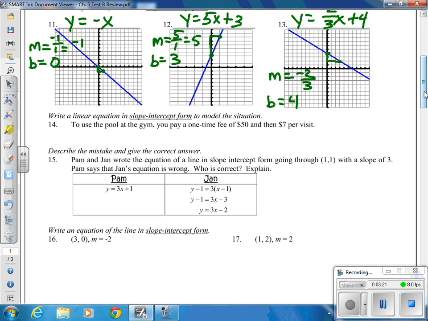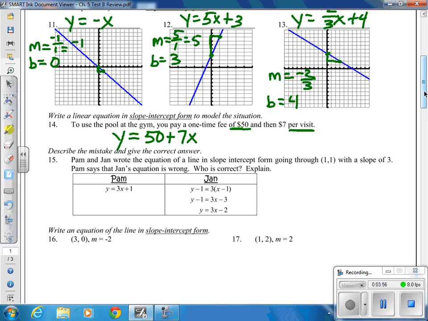For number 14, you want to write an equation in slope-intercept form to model this situation, so we do need to have y's and x's. Right? Start with the actual situation first and then put in the variables. To use the pool at the gym, you have to pay a one-time fee of $50, so everybody who goes, no matter how many times, has to pay $50, and then $7 per visit. You don't know how many visits, that's where your x is going to go. So you have $50 plus $7 times your number of visits. All of that is going to equal your y value, because the equation needs to be in intercept form, so it must say y equals and then the other stuff.